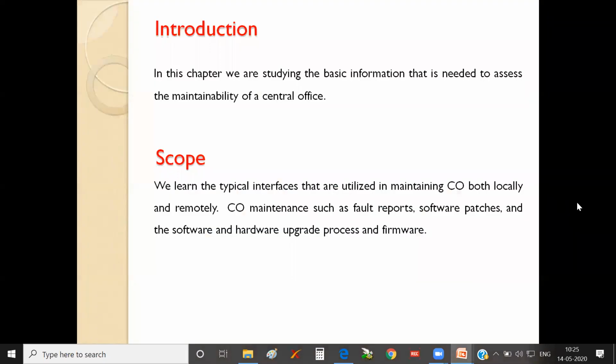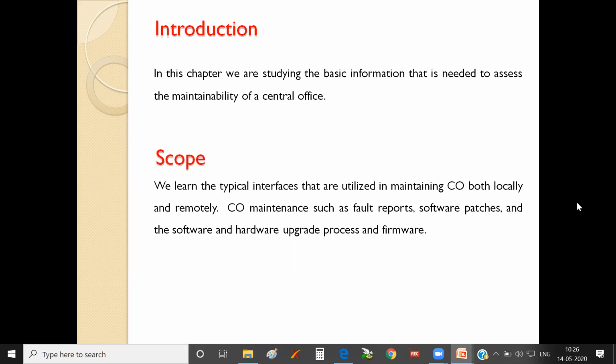Now let us look at the introduction part of this particular module. In this chapter, we are going to study the basic information needed to assess the maintainability of a central office. Here we are going to study how the actual maintenance happens at the central office, which is connected directly or indirectly to the different departments. Say, for example, in any institution the head of the institution has an office, and from that office there are several branches connected directly or indirectly. It might be local or remote areas, but the actual maintenance happens at the central office. In this module, we speak about how maintenance is carried out at the central office.